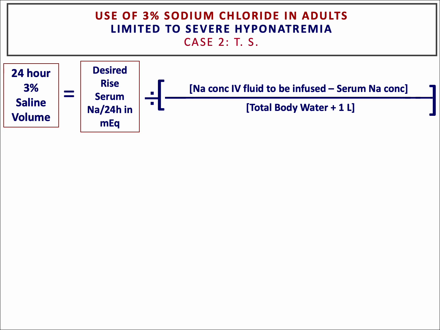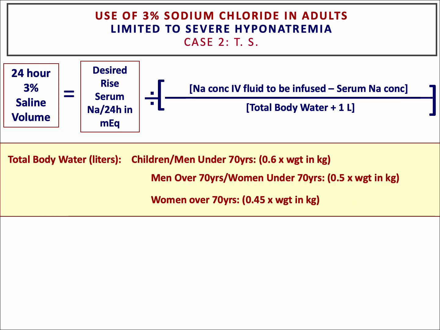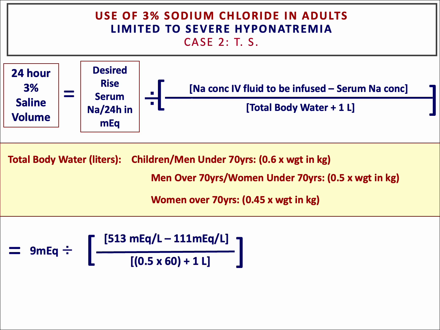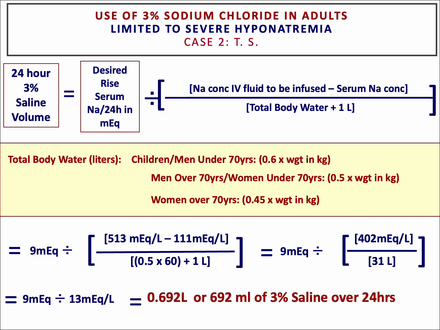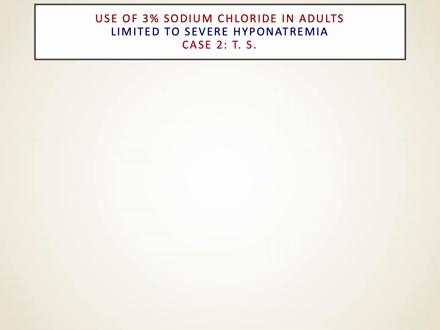And I'll tell you, in practice it's kind of hard to do these on the fly. Total body water, typically for a female, is going to be somewhere between 0.45 and 0.6 times their weight in kilograms. In this case, we're probably going to use somewhere between 0.45 and 0.5 for this patient. So we plug in the numbers, and lo and behold, we're looking at just under 700 milliliters of 3% saline over 24 hours. Now, that's the classic way to do the calculation. Most clinicians will use an online calculator.